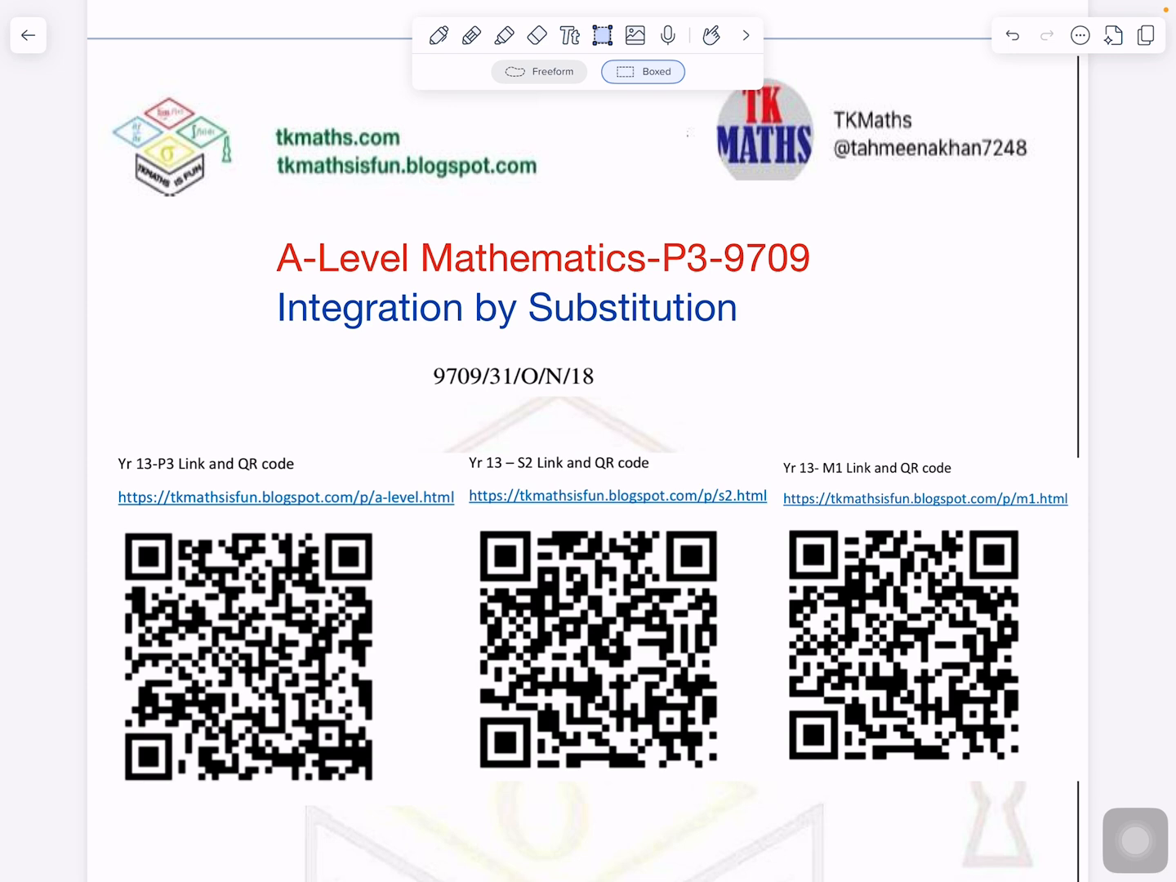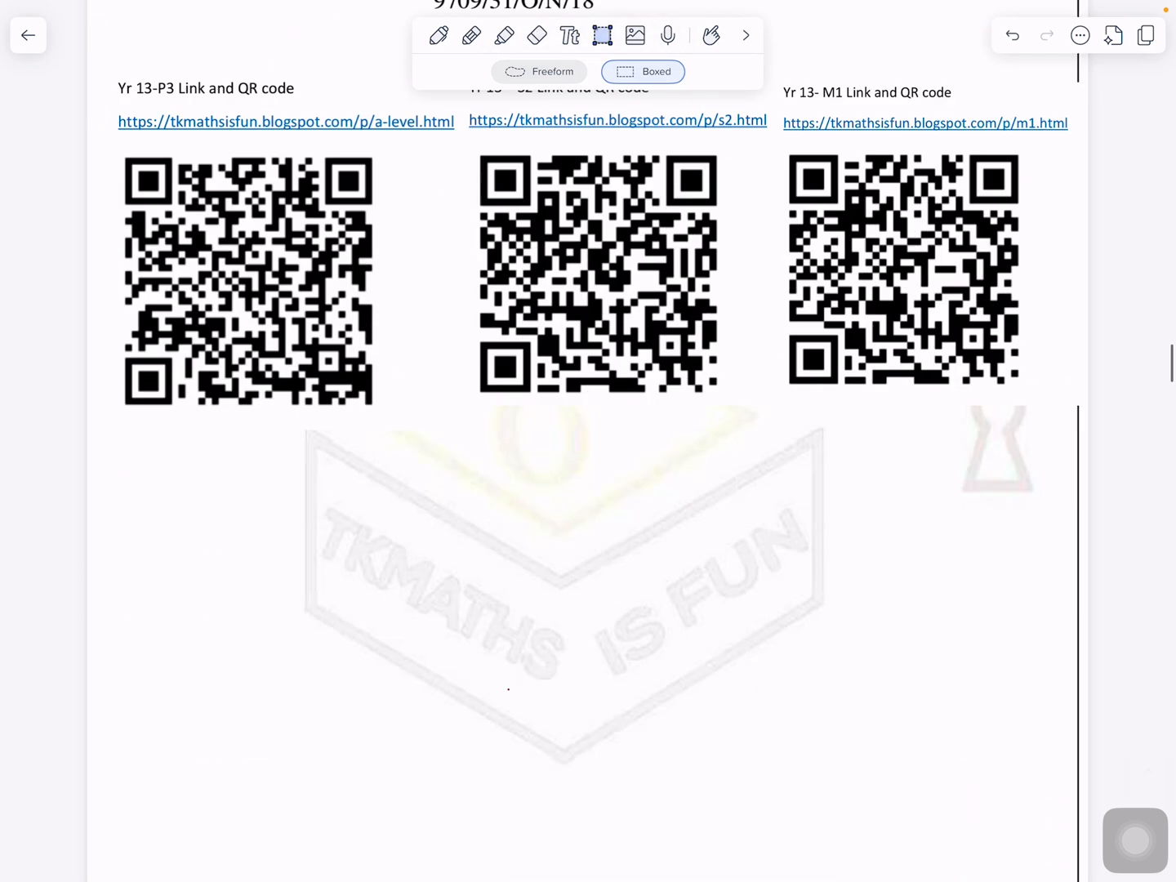In today's video, we will solve a question on integration by substitution, which is a part of the syllabus of A Level Mathematics P3, code 9709. You can see here 3 QR codes of my videos on P3, S2 and M1, so you can scan them to watch more videos. So let's go to the question.